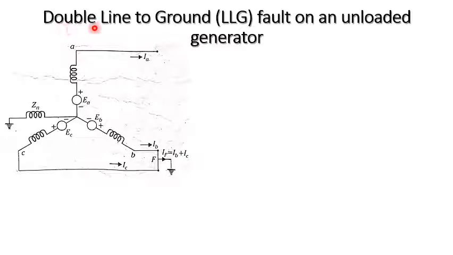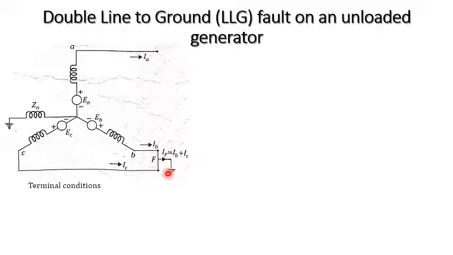Consider next a double line to ground fault on an unloaded generator. Consider this figure: there is a fault which takes place between phases B and C, and it is grounded because it is a double line to ground fault. We can also notice that it is grounded through a neutral impedance. Based on this we can write the terminal conditions, where the fault takes place between B and C and it is grounded.